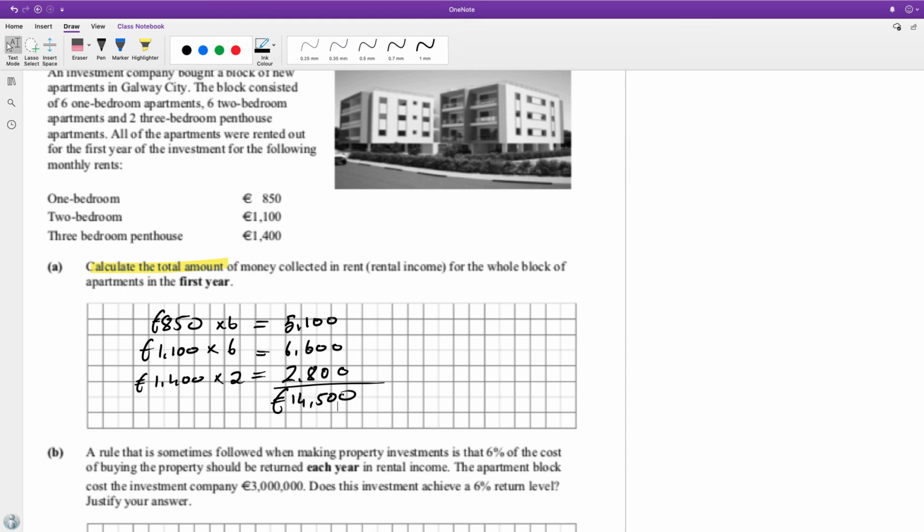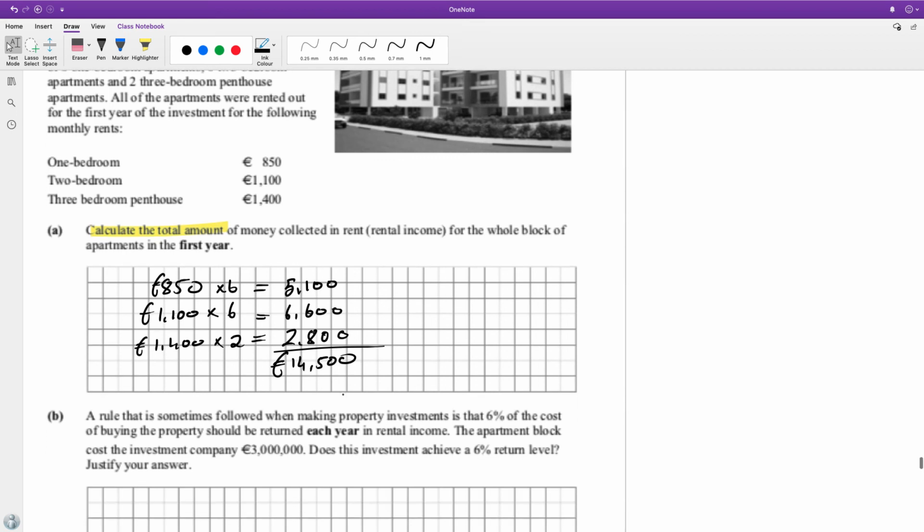Good stuff. So we have six 1-beds, six 2-beds, and two 3-beds. A rule that is sometimes followed in making property investments is that 6% of the cost of buying the property should be returned each year in rental income. The apartment block cost the investment company $3 million. Does this investment achieve a 6% return level and justify your answer?